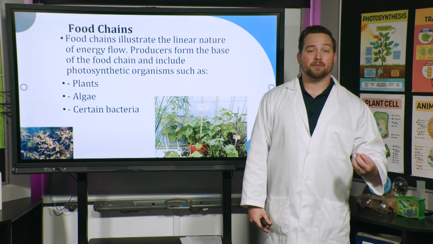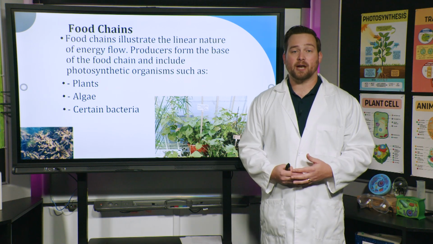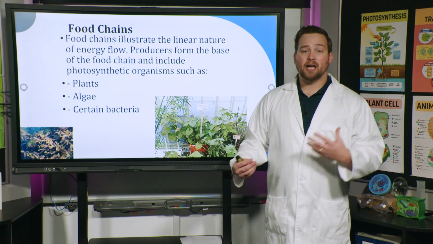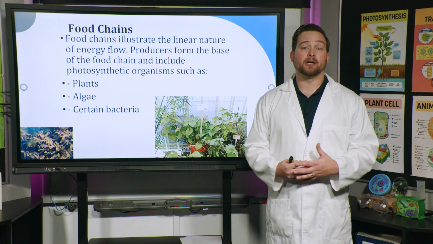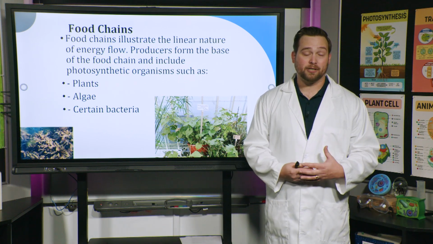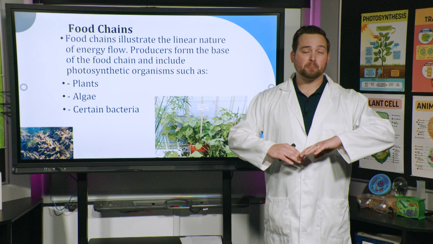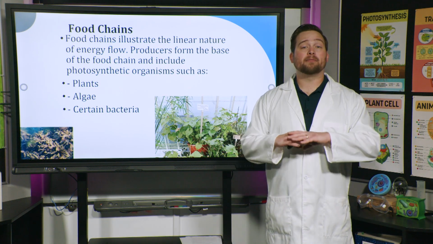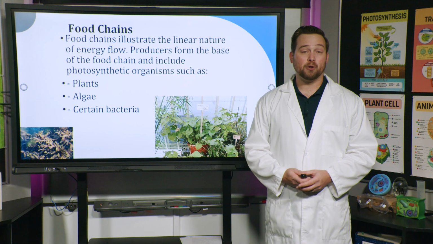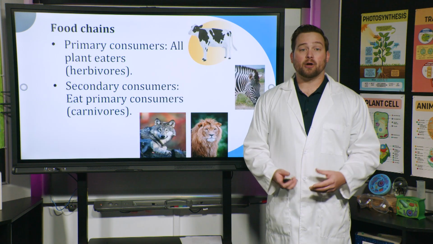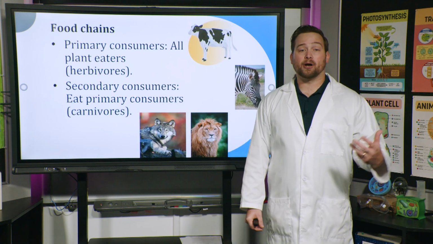Producers form the base of the food chain and include photosynthetic organisms such as plants, algae, and certain bacteria. And remember that certain types of bacteria is called cyanobacteria. These producers, these autotrophs, they form the basis of all food chains, and then all the energy kind of moves through them. Then we get to our primary consumer.